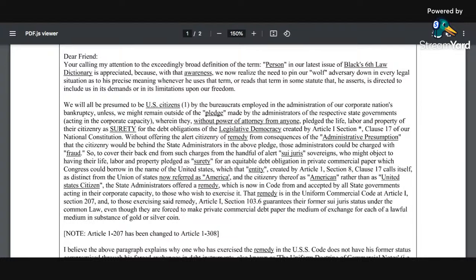Again, without offering the alert citizenry a remedy from consequences of the administrative presumption that the citizenry would be behind the state administrators in the above pledge, those administrators could be charged with fraud. Again, that's why I said, now start your limitation on the fraud. So when the government has the style to say, oh, it's statute of limitation, we can't do nothing about it, dunce government. We're going to decimate it on the whole world. Because you want to chat about applying for a little political area. That dunce low IQ area where everybody is a thief. If you give them a gift, they thief it. If there are 10 of them and you give them 10 individual gifts for the 10 of them, watch me now. I'm going to get the whole 10 because one man thieves everything and cuts.